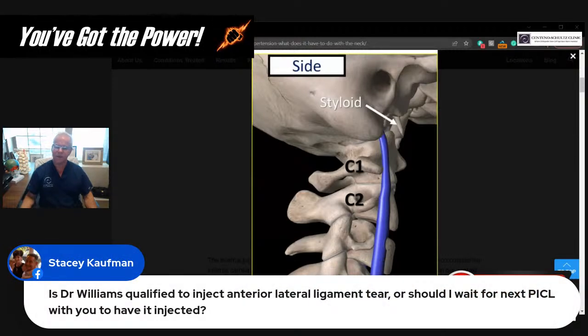Stacy, is Dr. Williams qualified to inject an anterior lateral ligament tear, or should I wait for an XPICL with you? I think we're talking, Stacy, there about a ligament that would have to be hit from the front. So I don't think that would work with what Dr. Williams is currently doing.